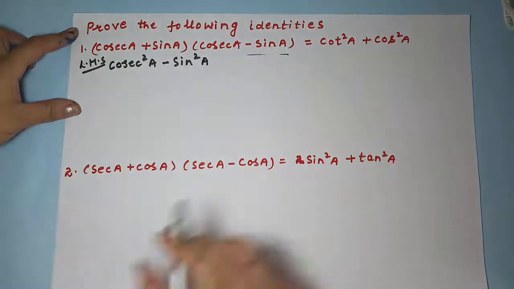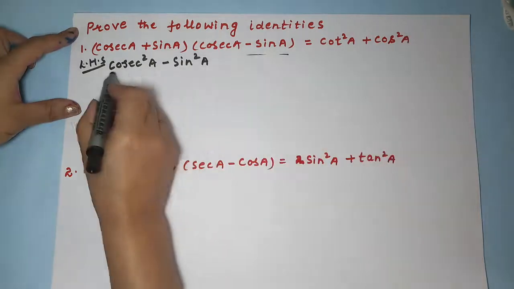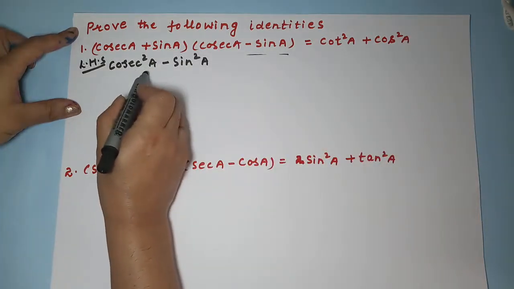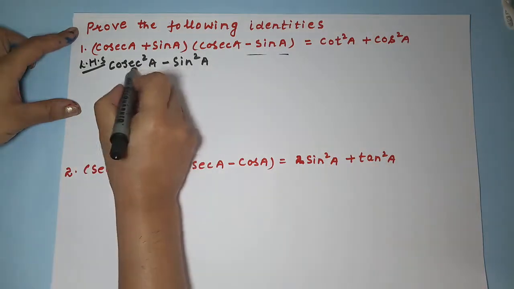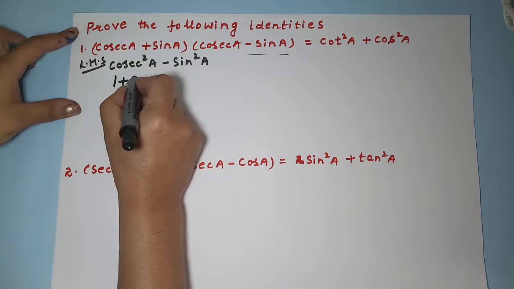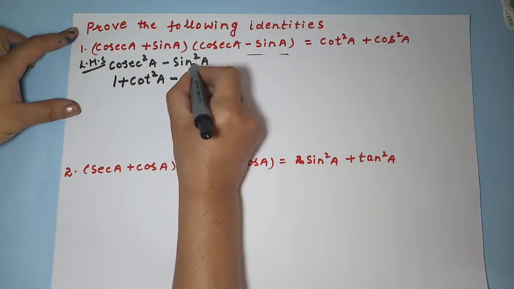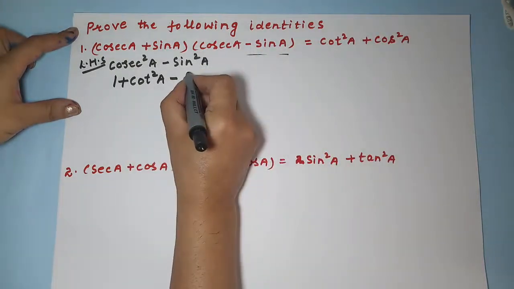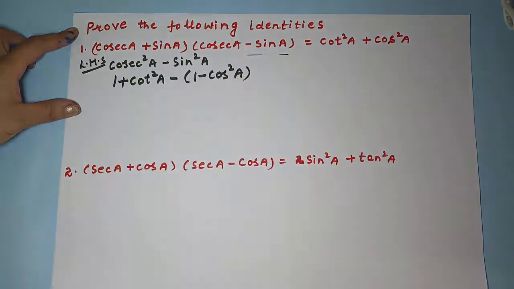Alright. Now, what do I want? I want cot square A and cos square A. Cosec square A, can it give me cot square A? I know the identity that cosec square A minus cot square A is equal to 1. So, in place of cosec square A, can I write 1 plus cot square A? Yes? Okay. Then in place of sine square A, can I write 1 minus cos square A? Right? Because that's what I want in the right hand side.